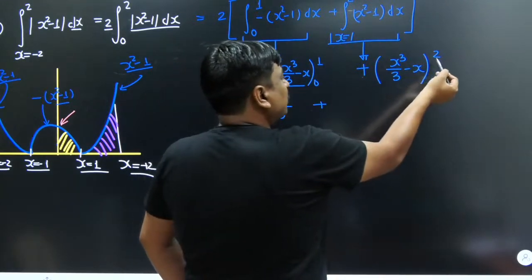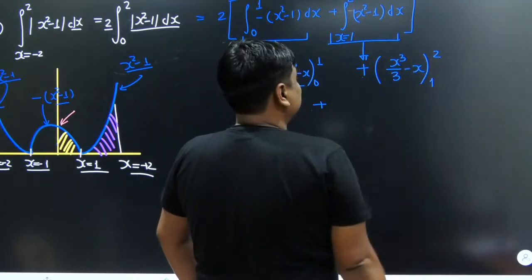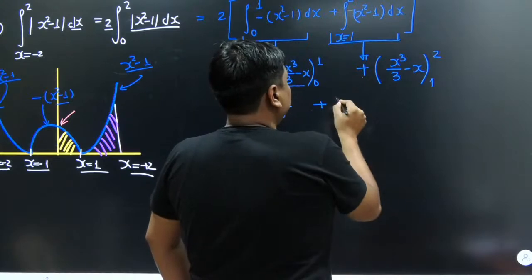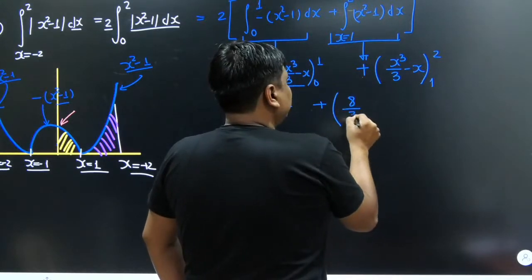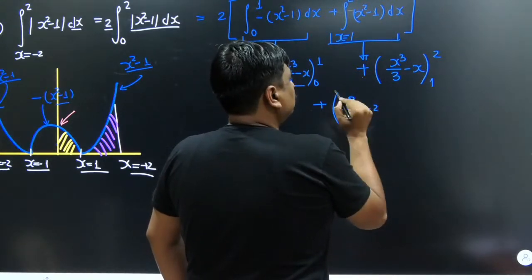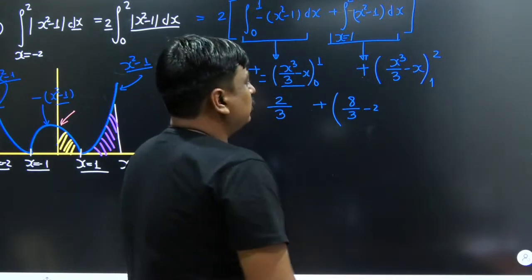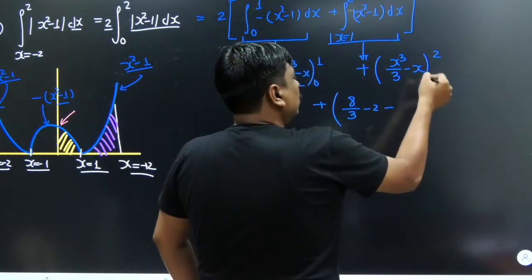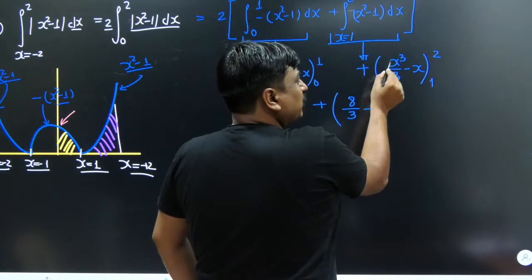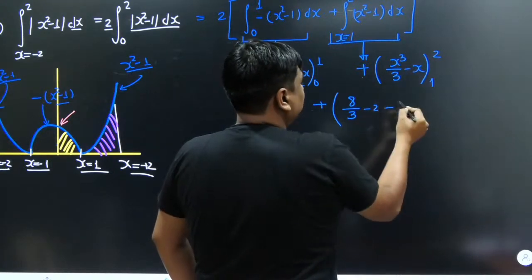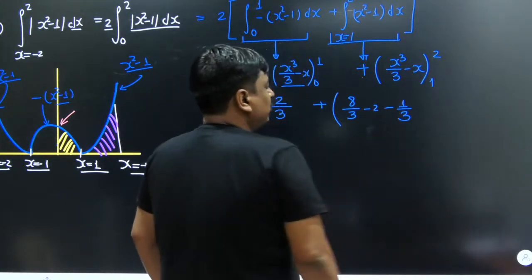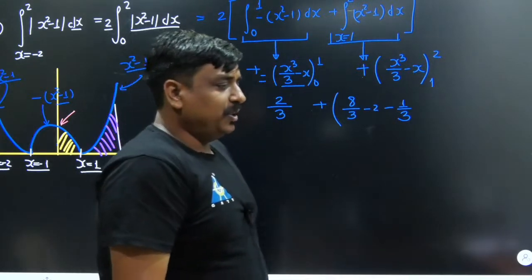Here, once I feed 2, the 2 raised to 3 is 8. 8 has been divided by 3. So here it is 8 divided by 3 minus 2. Now here goes minus. Now the lower limit has to be fed in. 1 to the power of 3 is 1 divided by 3, obviously it would get subtracted. It would become minus 1 by 3.